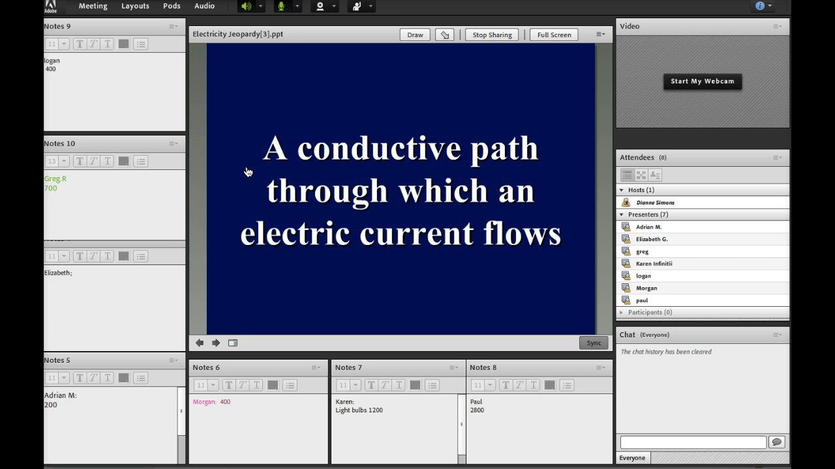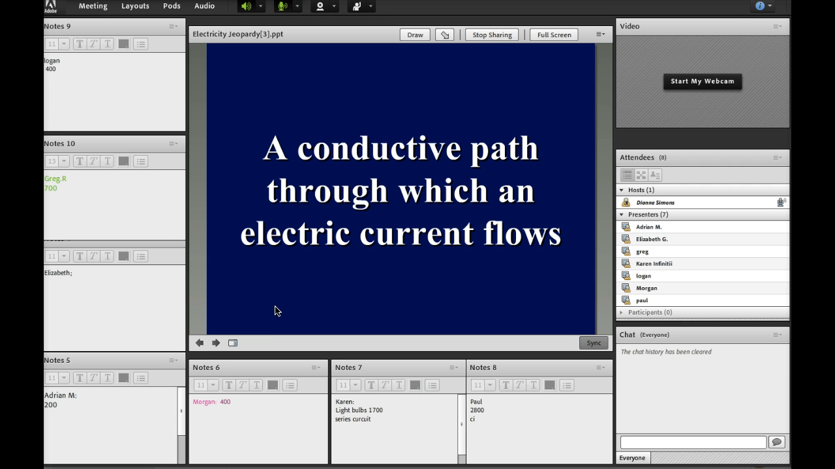The conductive path through which an electric current flows is called a... The whole big picture. What's the whole big picture called? Anybody? Last question. Come on, everybody needs to get it right. When you see the whole big picture, it's called a... Karen, you had it. Series circuit. The whole big picture.